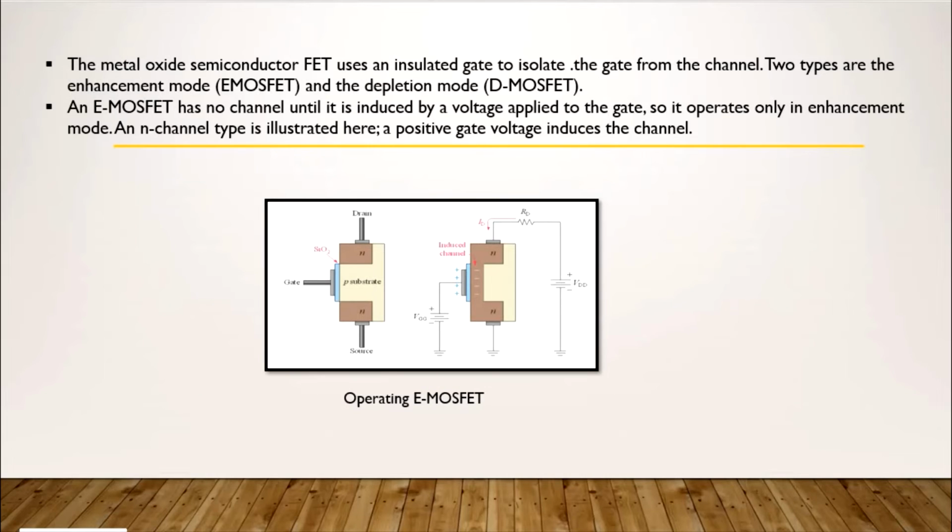The metal oxide semiconductor uses an insulated gate to isolate the gate from the channel. There are two types: enhancement mode and depletion mode. An E-MOSFET has no channel until one is induced by a voltage applied to the gate, so it operates only in enhancement mode, and is of N-channel type. A positive gate voltage induces the channel. This is the operating E-MOSFET diagram.